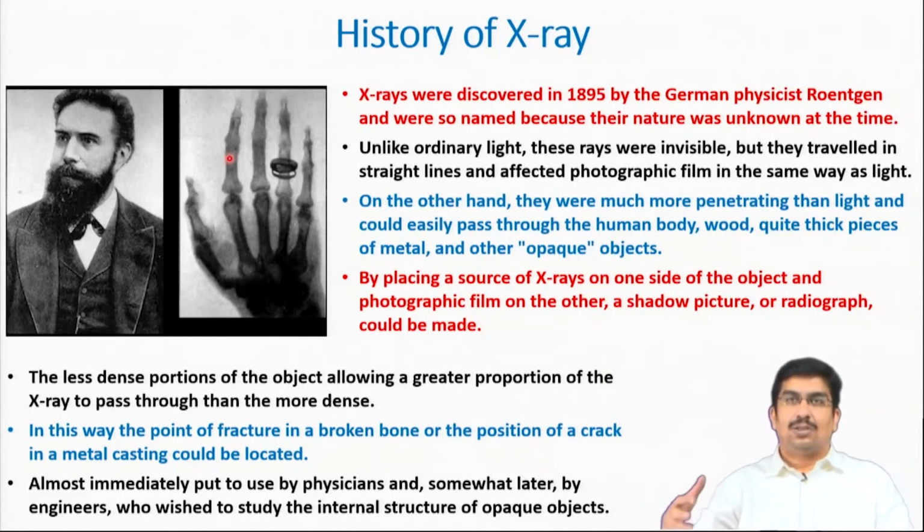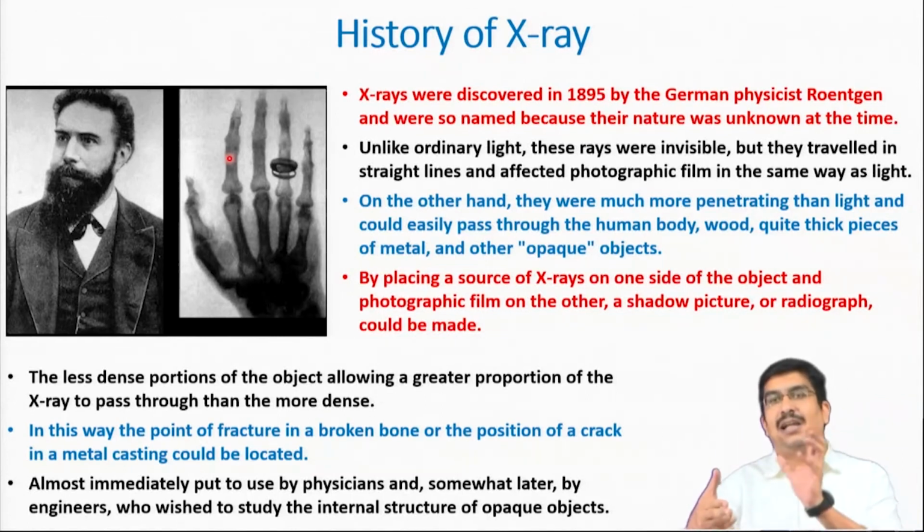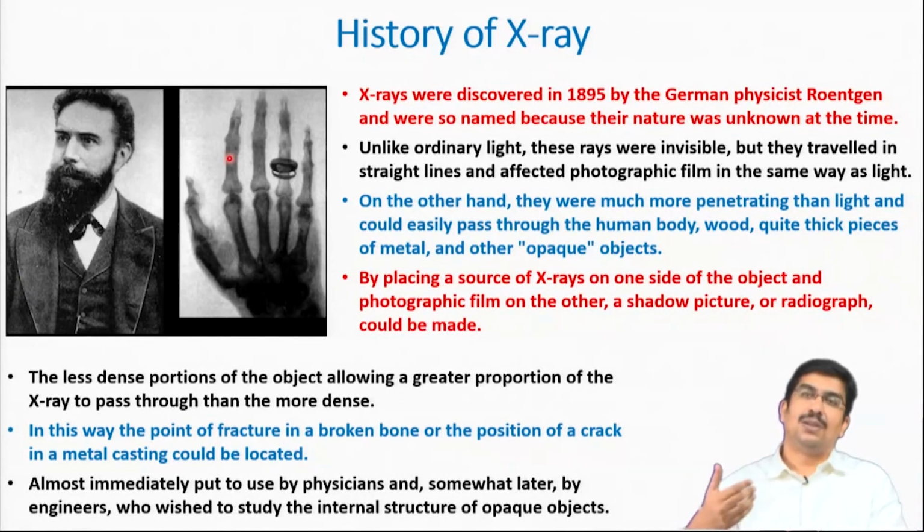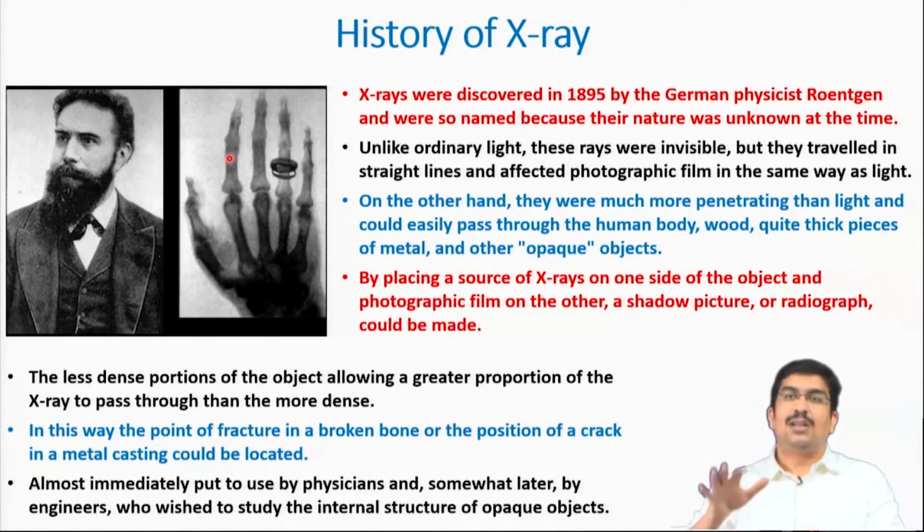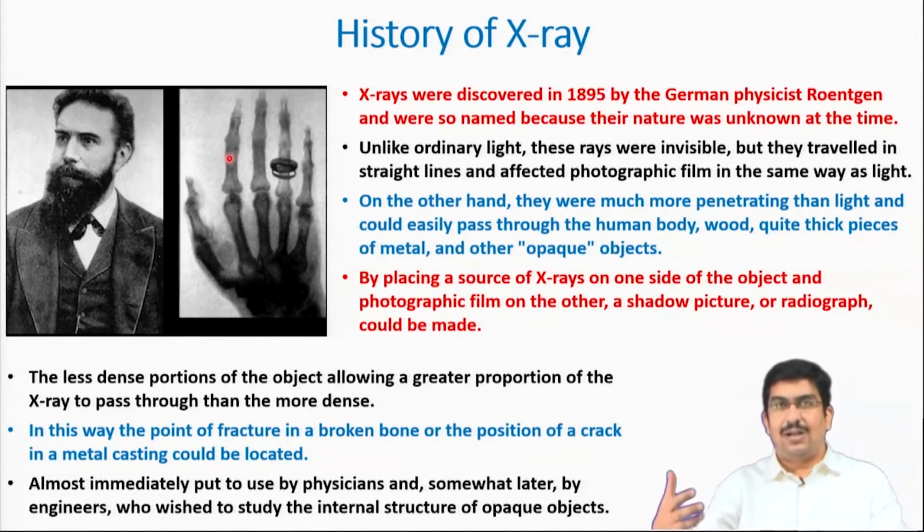Okay. So, what he understood also is that if you place a source of X-ray on one side of the object and a photographic film on the other side, you find a shadow picture, just like an image that you could capture using a light signal. If you place a light-transparent object, you could capture an image of that transparent object, or you could capture an image in the reflection mode. Similarly, you can capture an image using the X-ray source as well, and this picture is called a radiograph.